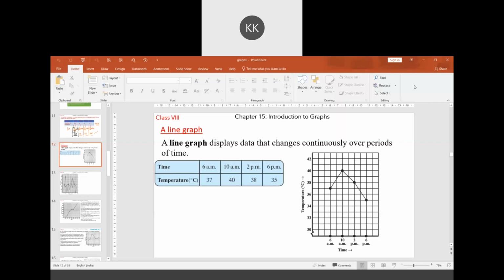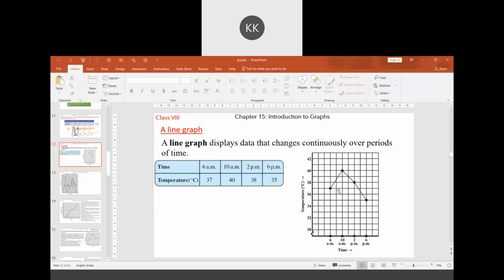A line graph is having many line segments. A linear graph will be a continuous one. You will find the difference when I deal with linear graph. Now coming to line graph. Line graph will display the data. It changes continuously over time period.